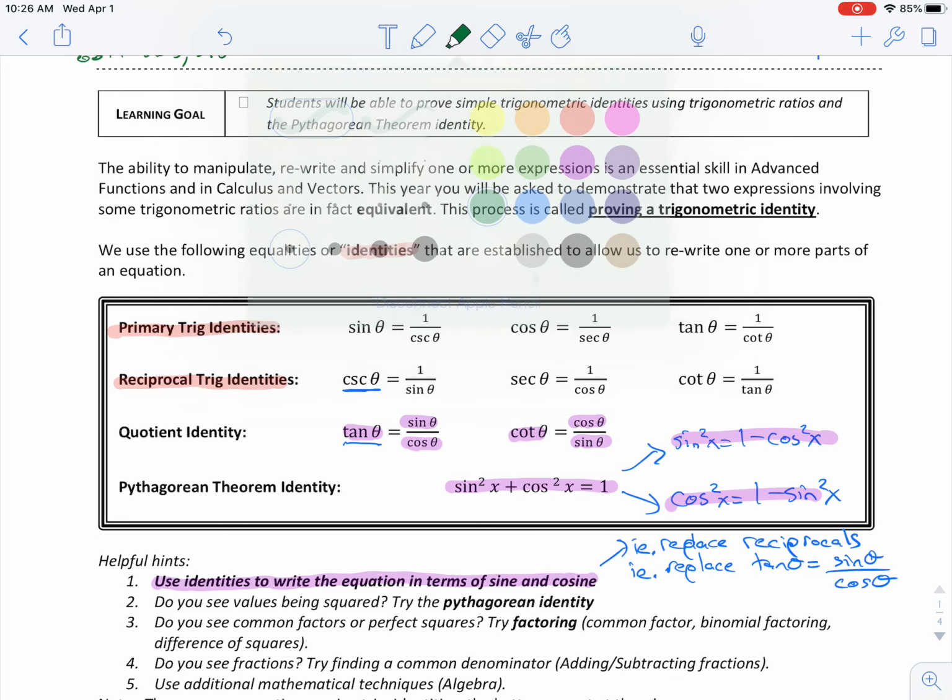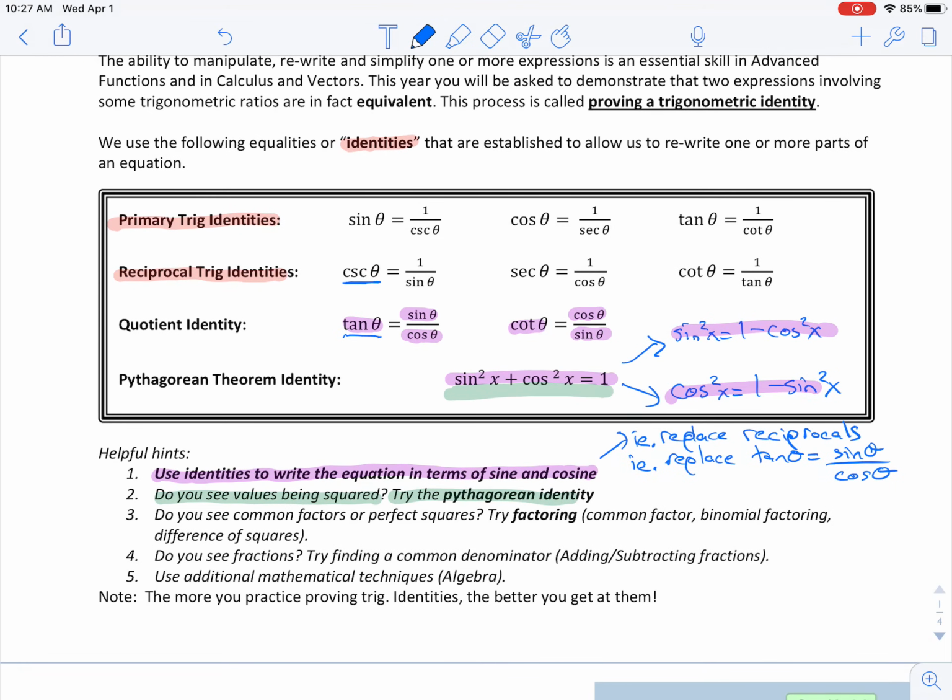Another thing to watch out for is if you see anything squared, like sine or cosine squared, it's often you're going to use the Pythagorean identity, which is this thing here. And again, this will make more sense as we go through. And then there's some general algebra stuff that you can try, and this will make more sense once we actually try to do this. So just so you're aware, you will be given almost all of these identities.